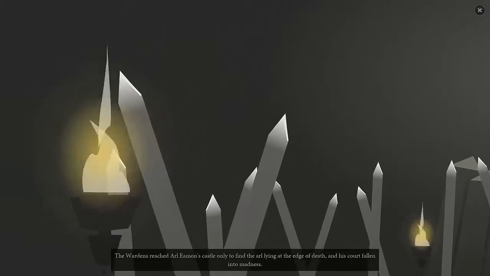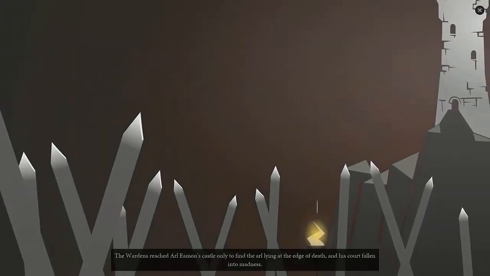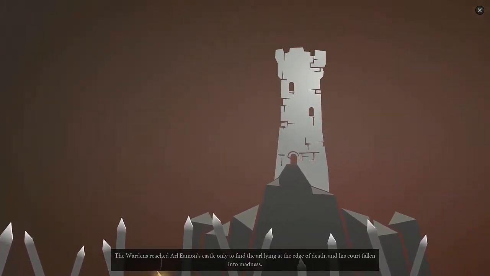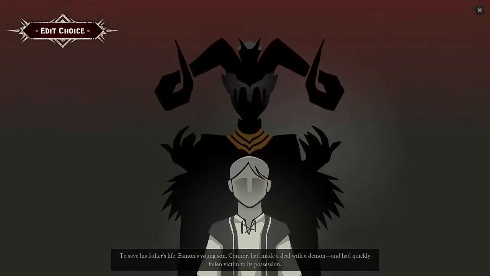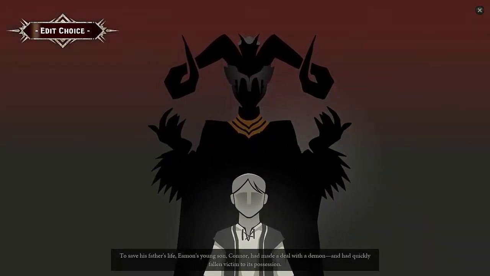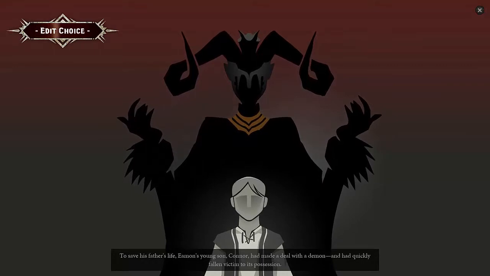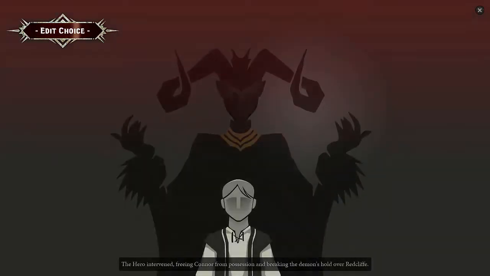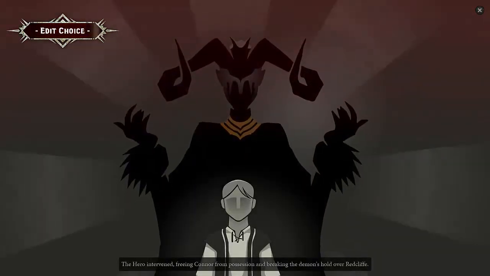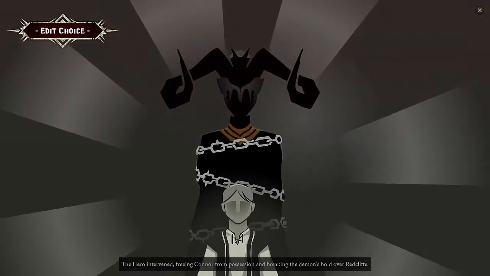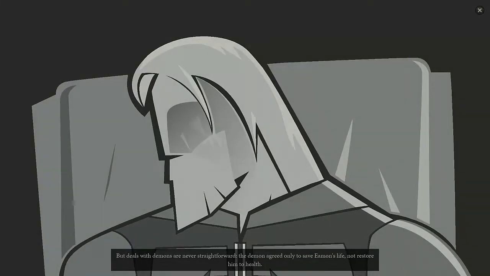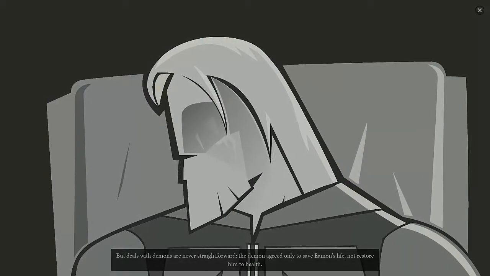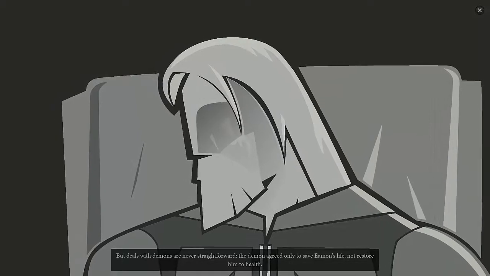The Wardens reached Arl Eamon's castle only to find the Arl lying at the edge of death, and his court fallen into madness. To save his father's life, Eamon's young son, Connor, had made a deal with a demon, and quickly fallen victim to its possession. The hero intervened, freeing Connor from possession and breaking the demon's hold over Redcliffe. But deals with demons are never straightforward. The demon agreed only to save Eamon's life, not restore him to health.